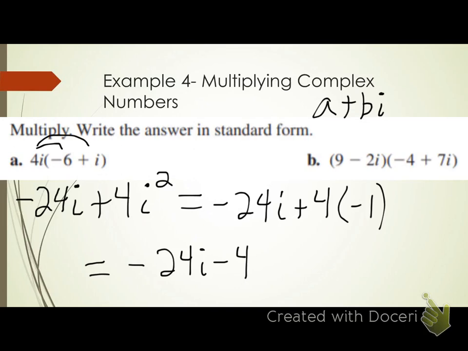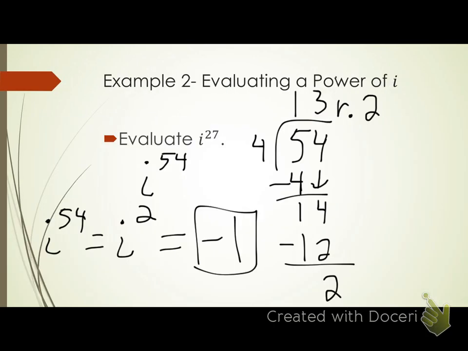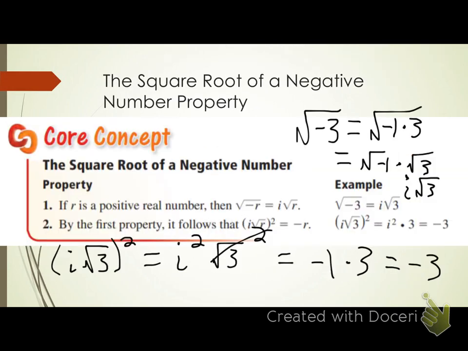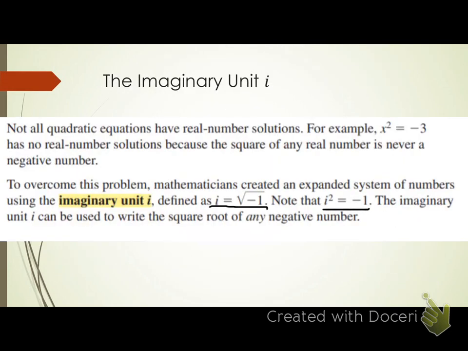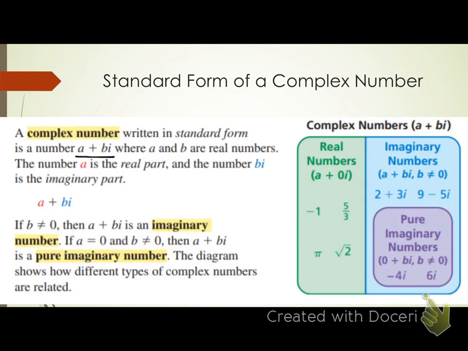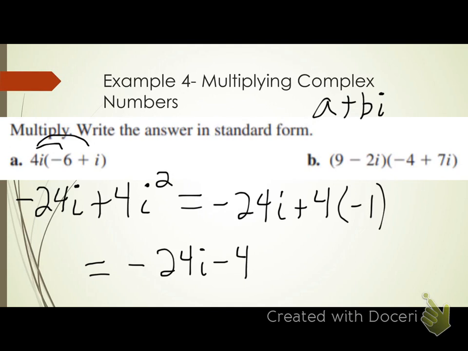Why do we have to put the negative one? Yes, because i squared equals negative 1. We learned that yesterday. Right here. I know i squared equals negative 1. So if I have an i squared in my expression, I need to replace it with negative 1, because then that'll help me evaluate it further.